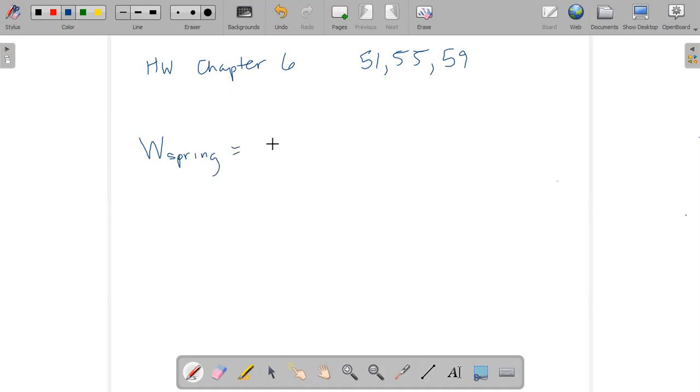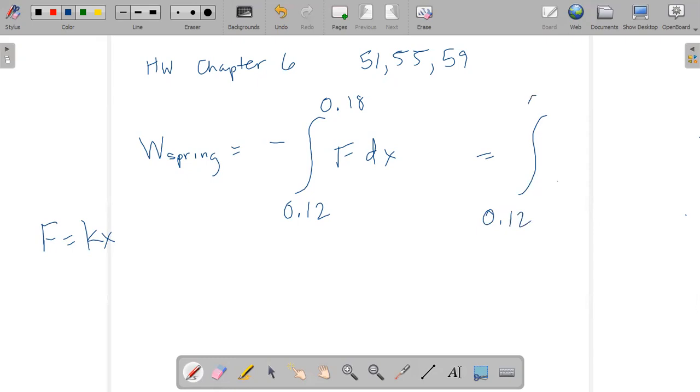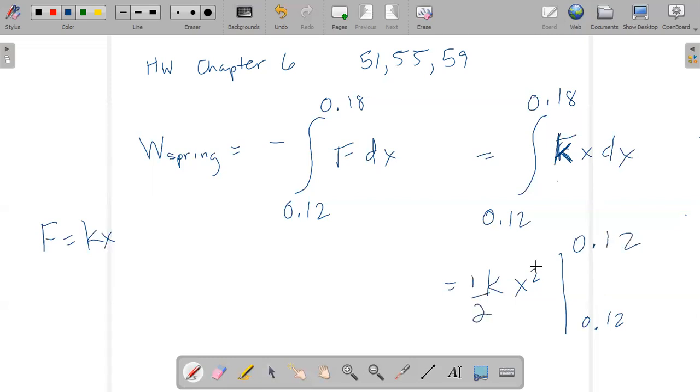The work equals the negative integral from 0.12 to 0.18 of F dx. The force of the spring is the spring constant times x. So we're going to have the integral from 0.12 to 0.18 of kx dx, sorry, this is kx. The spring constant k times x squared from 0.12 to 0.18. Oh, and there's a 1/2 there, right? Yes, taking the integral of that.